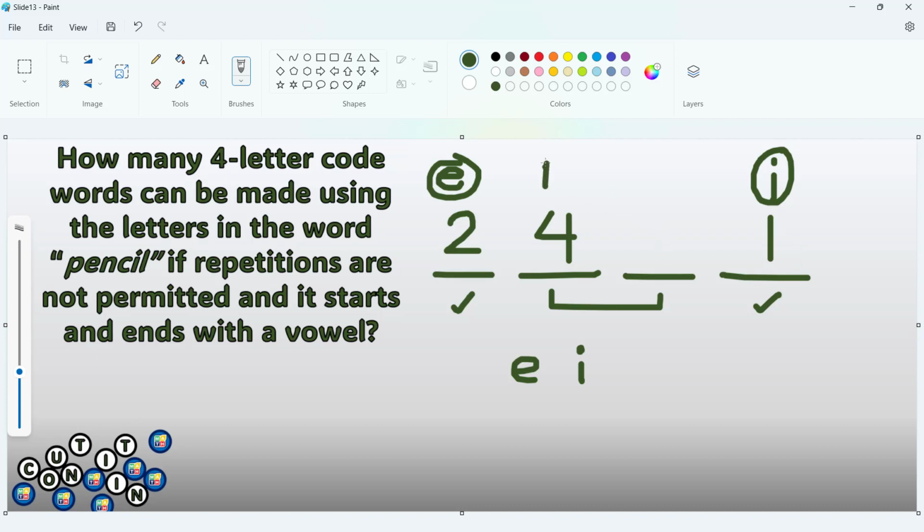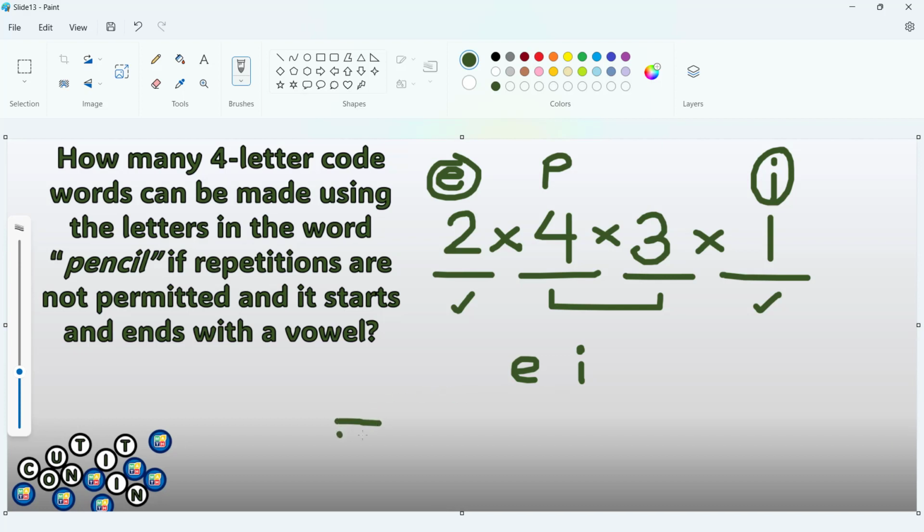If we are using P here, just for instance, we have 3 more consonants for this placement. So these are the numbers for each important placement, given that there should be no repetition and at the same time it starts and ends with a vowel. The fundamental counting principle allows us to multiply all of this to get the total number of 4-letter code words.